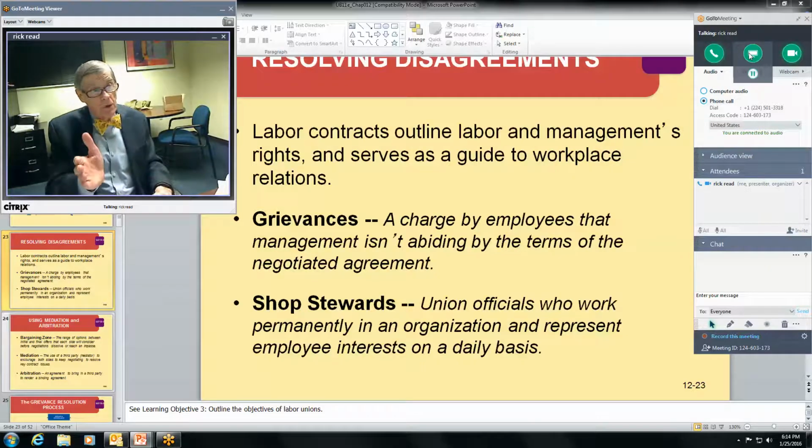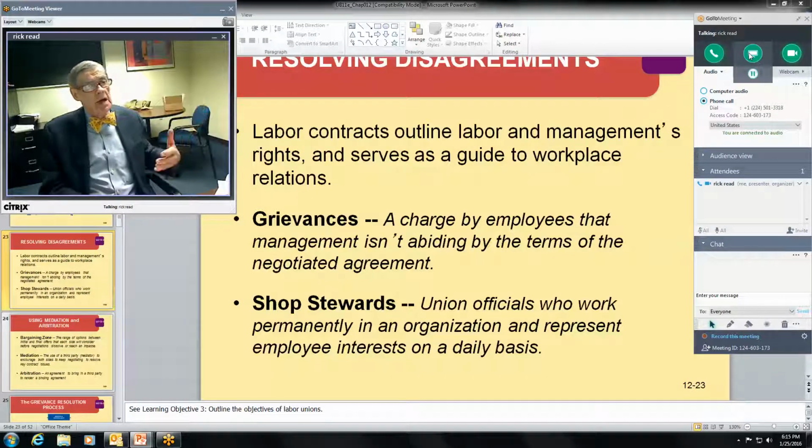So we have grievances, and an employee thinks he is treated unfairly or she's treated unfairly. Management's not adhering to the terms of the contract. He or she grieves to the shop steward. Now, a shop steward is a union official. He or she works permanently in the organization and represents the employee's interests. So that's the first thing that happens.